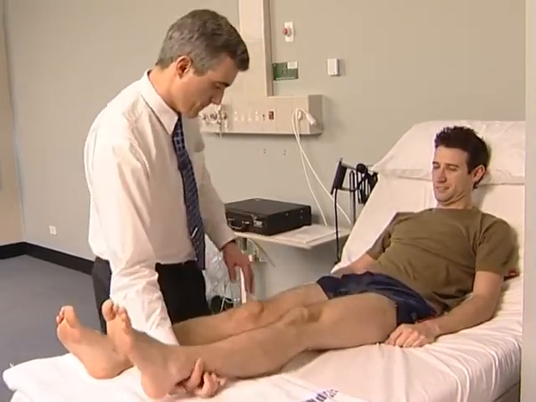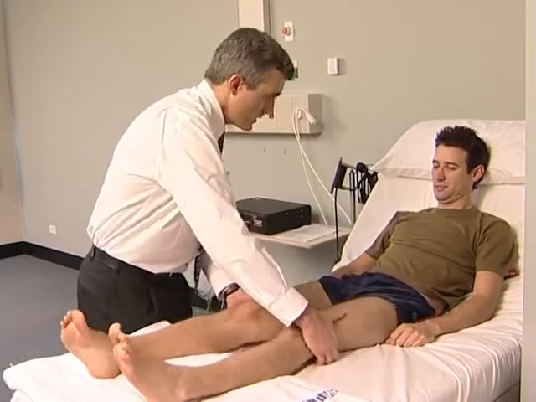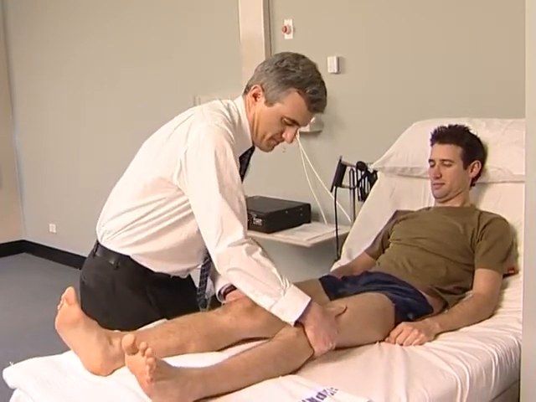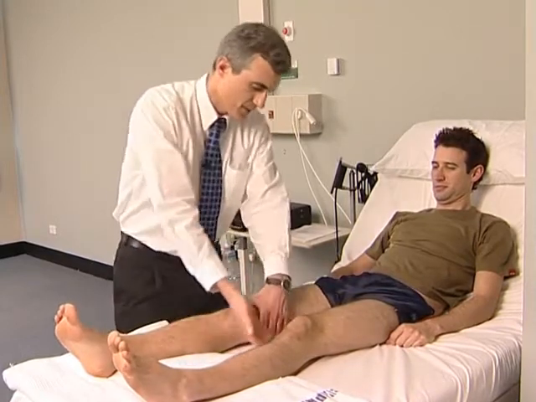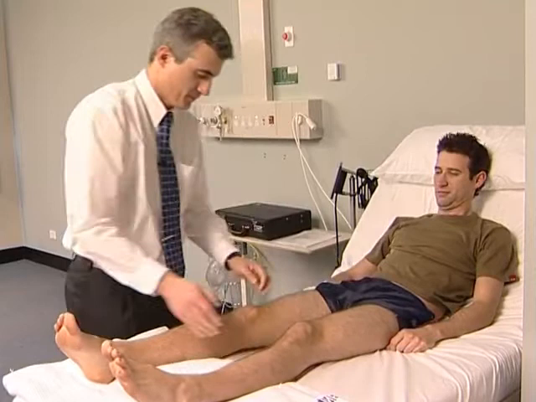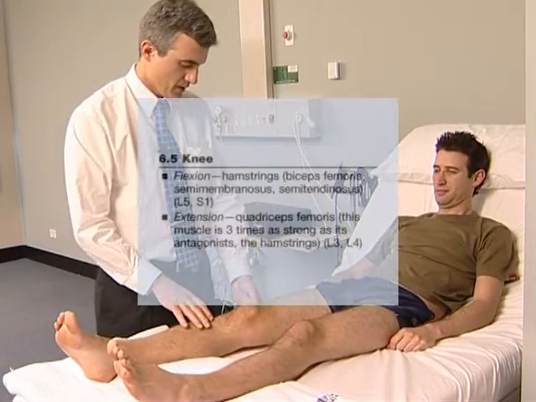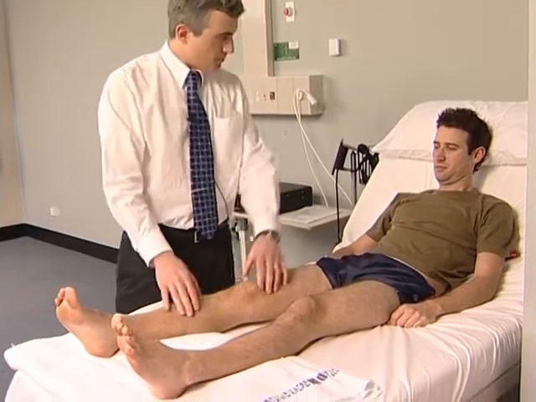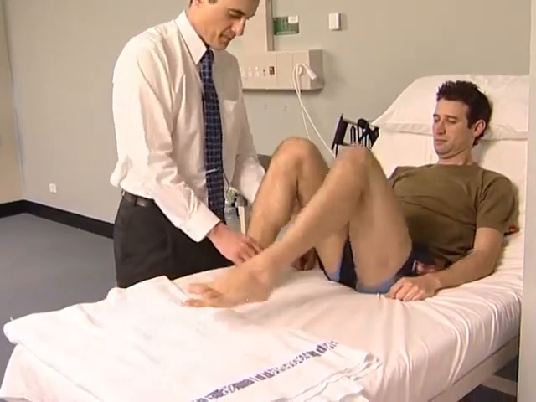Now hip abduction. Push your legs apart as firmly as you can. That's it. Good. Now hip adduction. Again, pull your legs together. Good. Now test knee flexion. I'd like you to bend your knees for me. Bring them both up. Good.